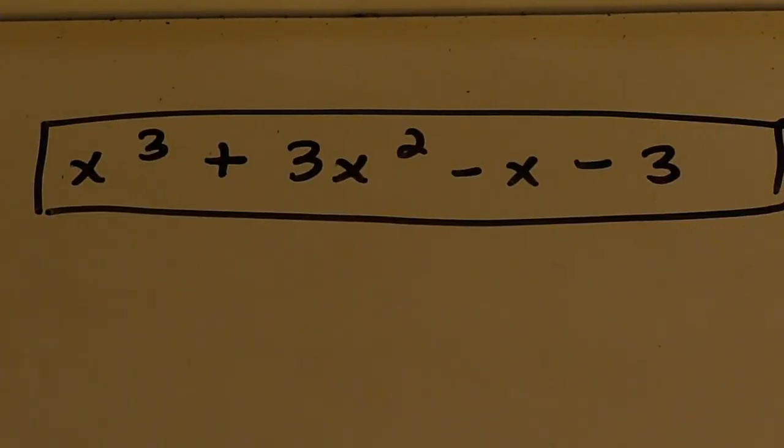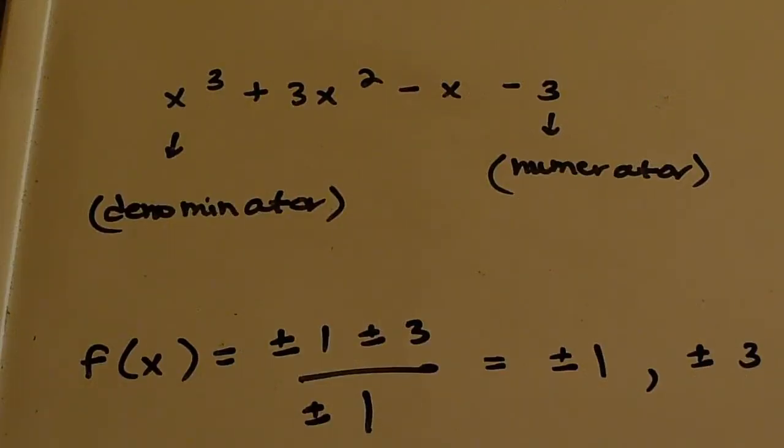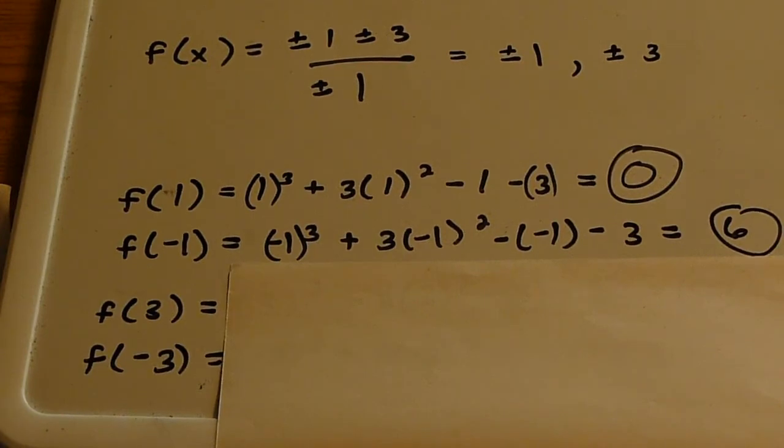The next example we're going to use is x cubed plus 3x squared minus x. Here again, you'll find the denominator and the numerator by finding the factors of the numbers, and you'll find it's plus or minus 1 and plus or minus 3 over plus or minus 1, which will equal plus or minus 1 and plus or minus 3. First thing is you plug in the 1, and then you'll find that it's the first rational zero. Then you'll plug in the negative 1 and find the answer to be 6.